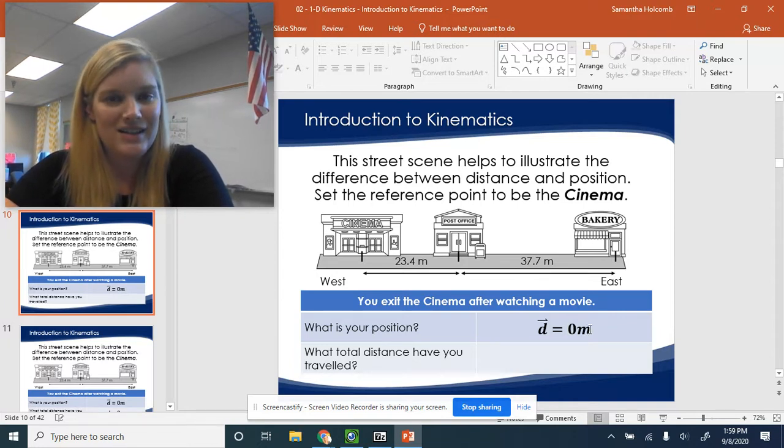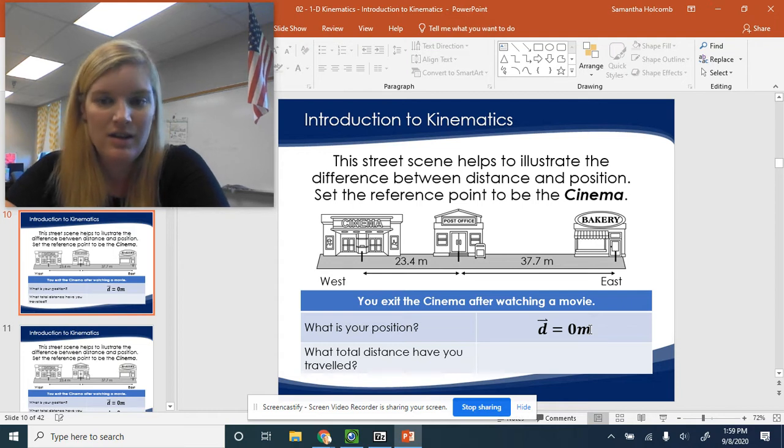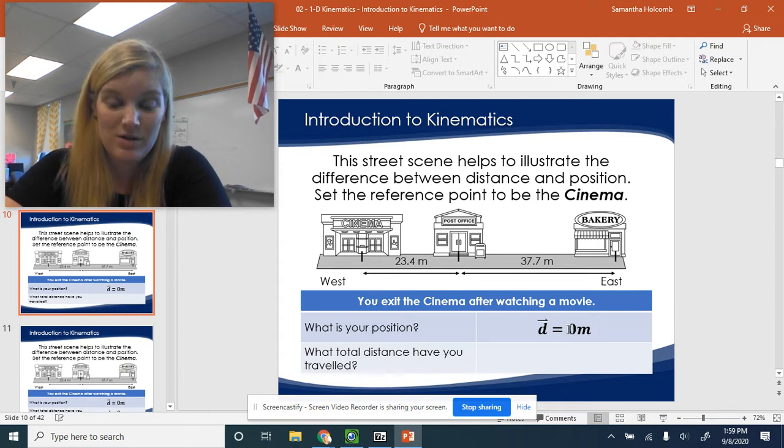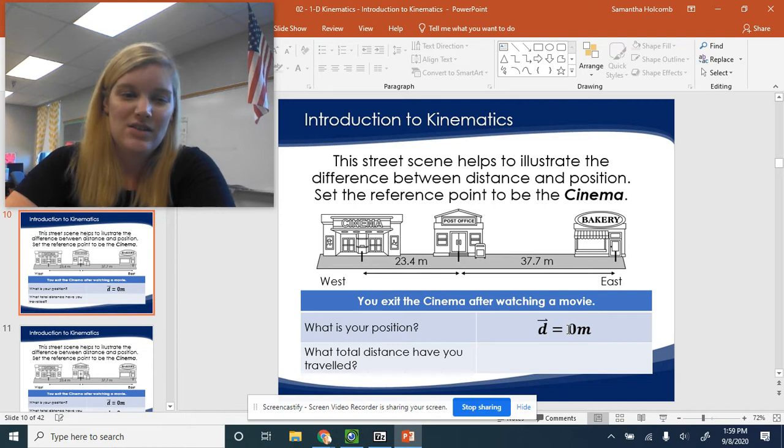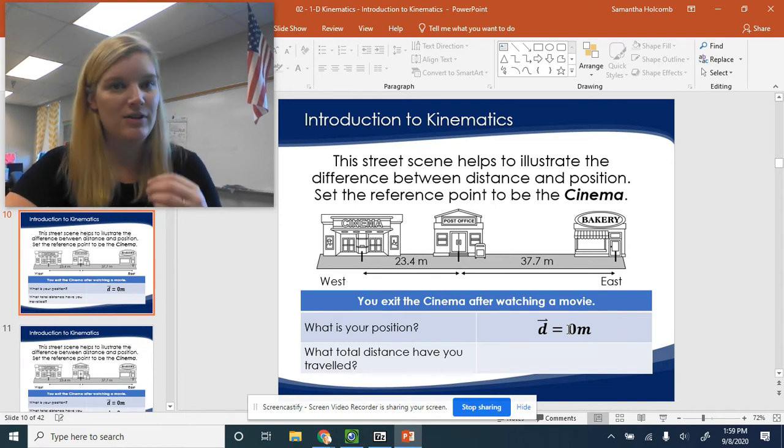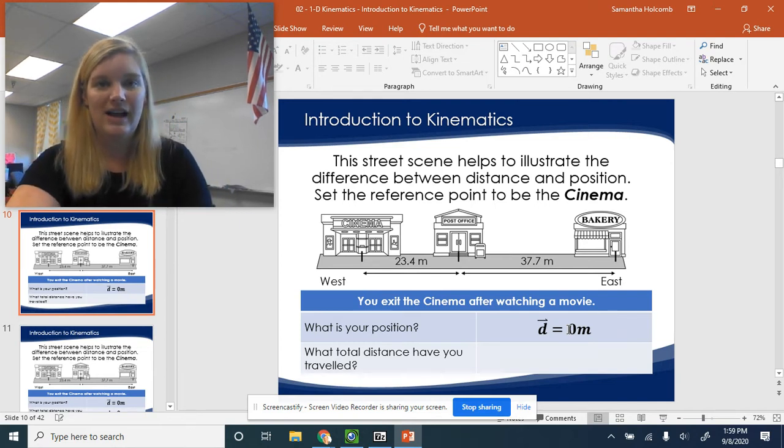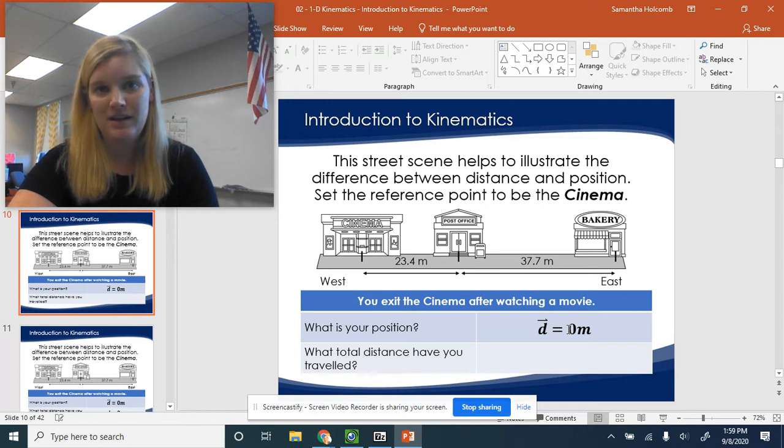There's no point in saying 0 meters to the east or 0 meters north. So we're just 0 meters from the reference point. This is also the point where I want to remind you that every single number you put down in this class needs to have a unit. If you can't tell me a unit, then the number is useless.